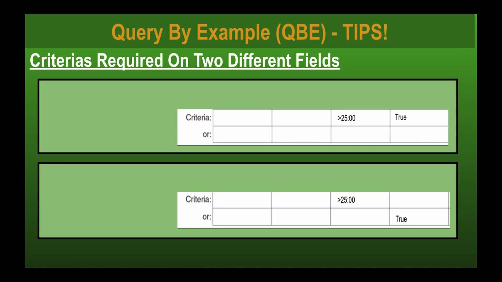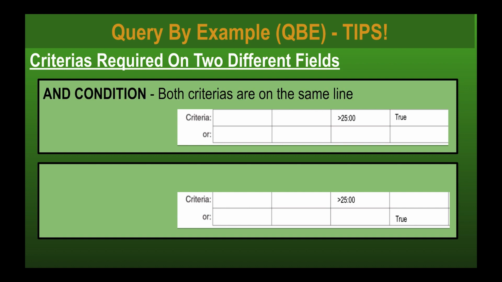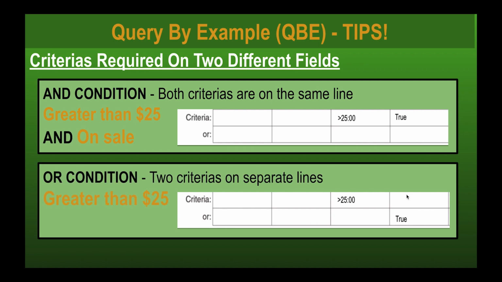All right, so really important one when we have two different criteria. I just mentioned this before. There's a difference between searching for an and searching for an or. So the query will often have more than one criteria. If we want an and condition, it happens on the same line. So in this one, it's going to be greater than 25 and on sale, as opposed to this one here, where it will be greater than 25 or on sale. Or goes on two different lines, the and goes on the same line. Very important one.